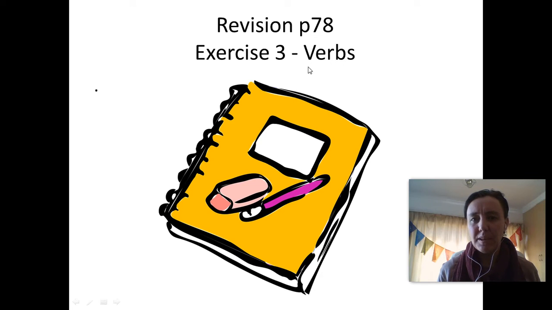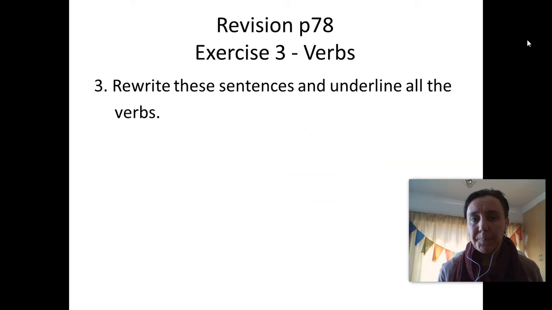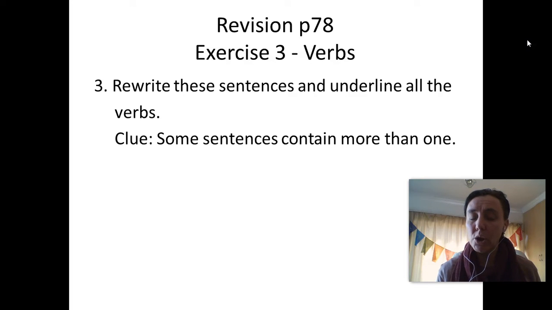Today we're going to carry on with a little bit of revision. That was the revision exercise on page 78 of your Platinum textbook. So we're going to carry on with exercise 3, which was about verbs, and then we'll go on to about question 6. Good. The first thing that they wanted you to do was to rewrite these sentences and to underline all the verbs. All right, so here's a clue.